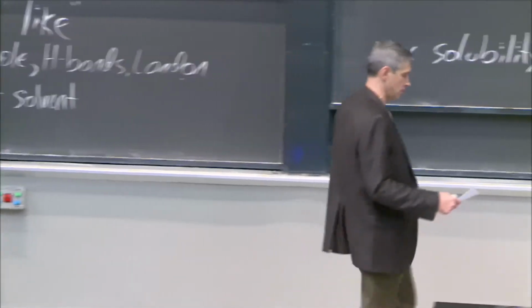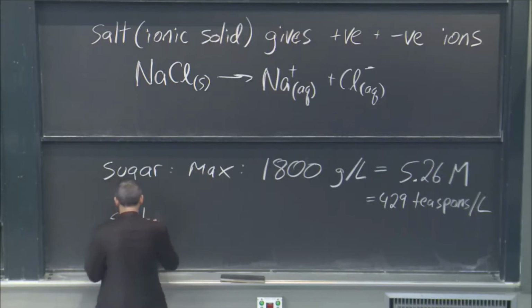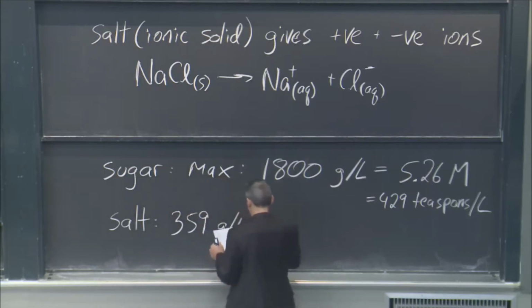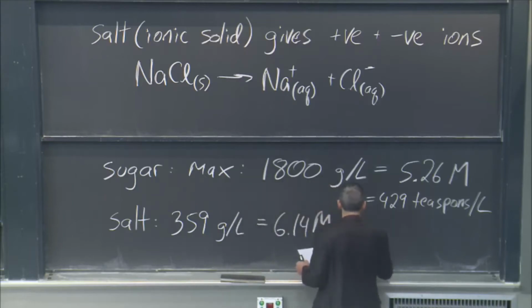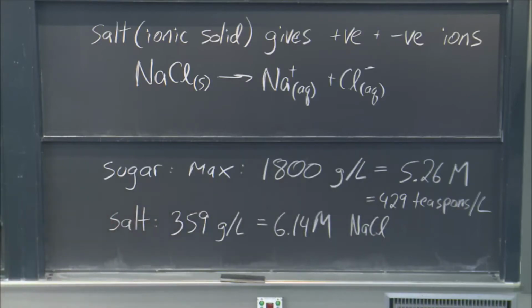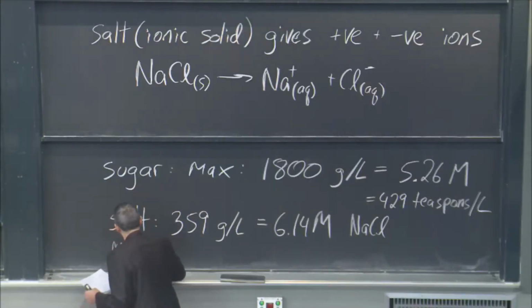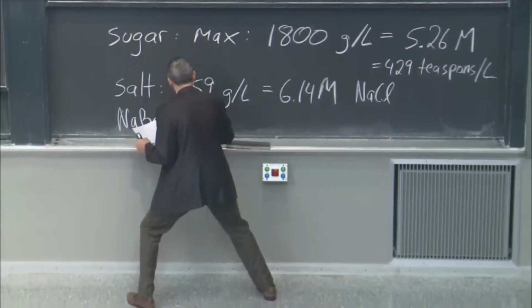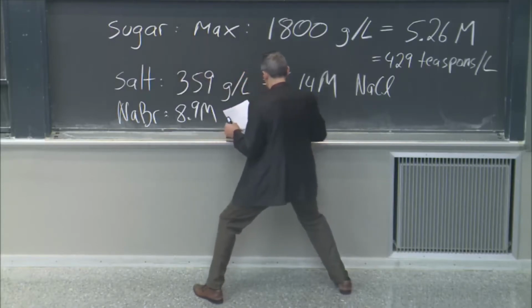Well, you can also look at salt. Salt is 359 grams per liter, and that's 6.14 moles per liter. This is NaCl. It's interesting if you compare sodium chloride with, say, sodium bromide. Sodium bromide is going to be 8.9, and sodium fluoride is only going to be 1.